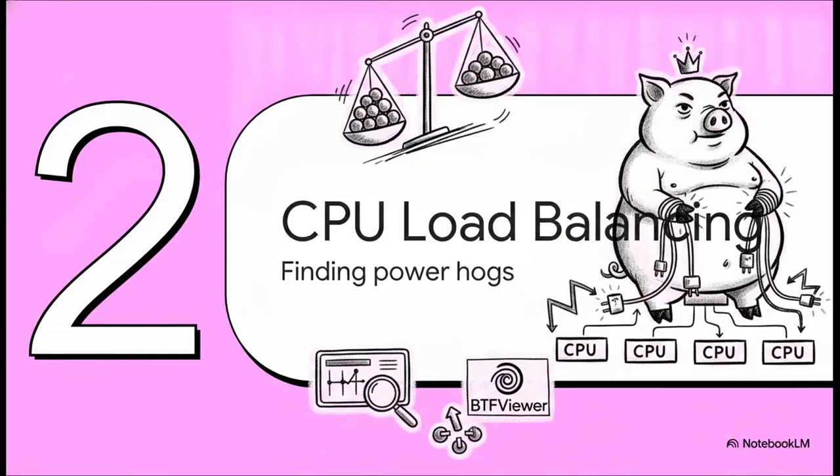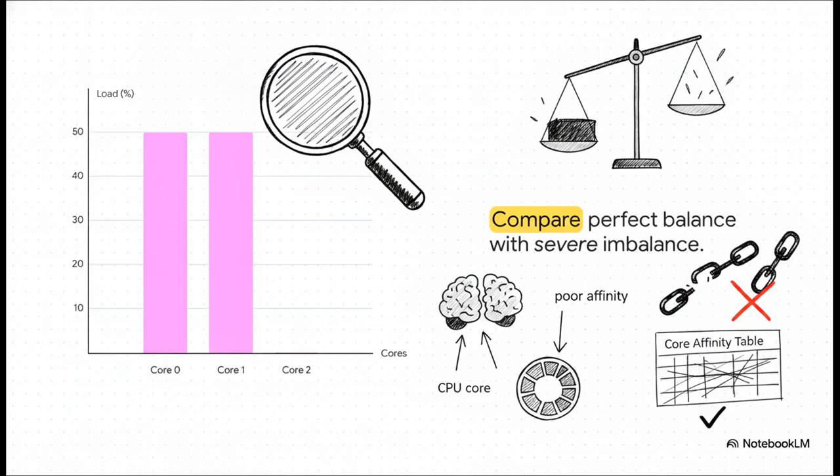Moving on to Section 2, Interrogating CPU load balancing, Finding the processing power hogs. Our first major investigation here is tracking down exactly how much CPU time each core is chewing up. Say you spot a massive imbalance, like one core is completely pegged at 90% while the others are practically taking a nap. Well, you likely have a poor affinity configuration, or maybe tasks are just improperly pinned to a single core. In that case, you'd want to jump over to the core affinity table right away to verify what's actually executing against your declared affinity masks.